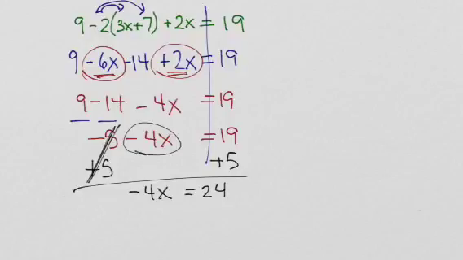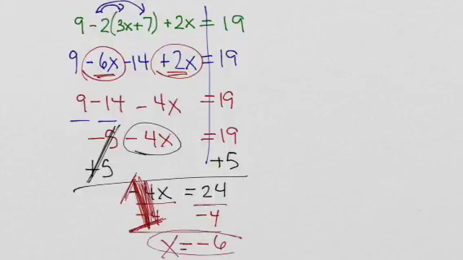And my last step is to divide both sides by negative 4. The negative 4 is reduced down to 1. Big giant 1 and 1x. And on the right, 24 divided by negative 4 is negative 6.